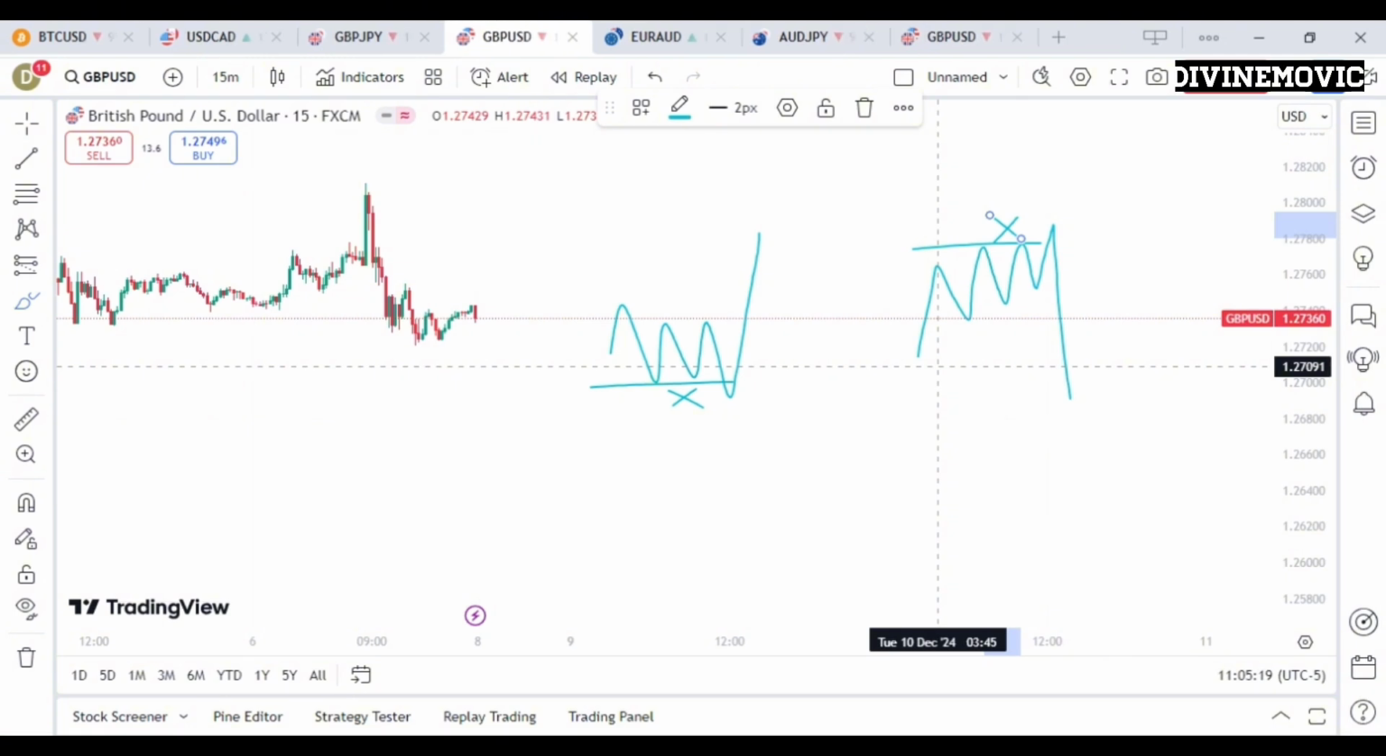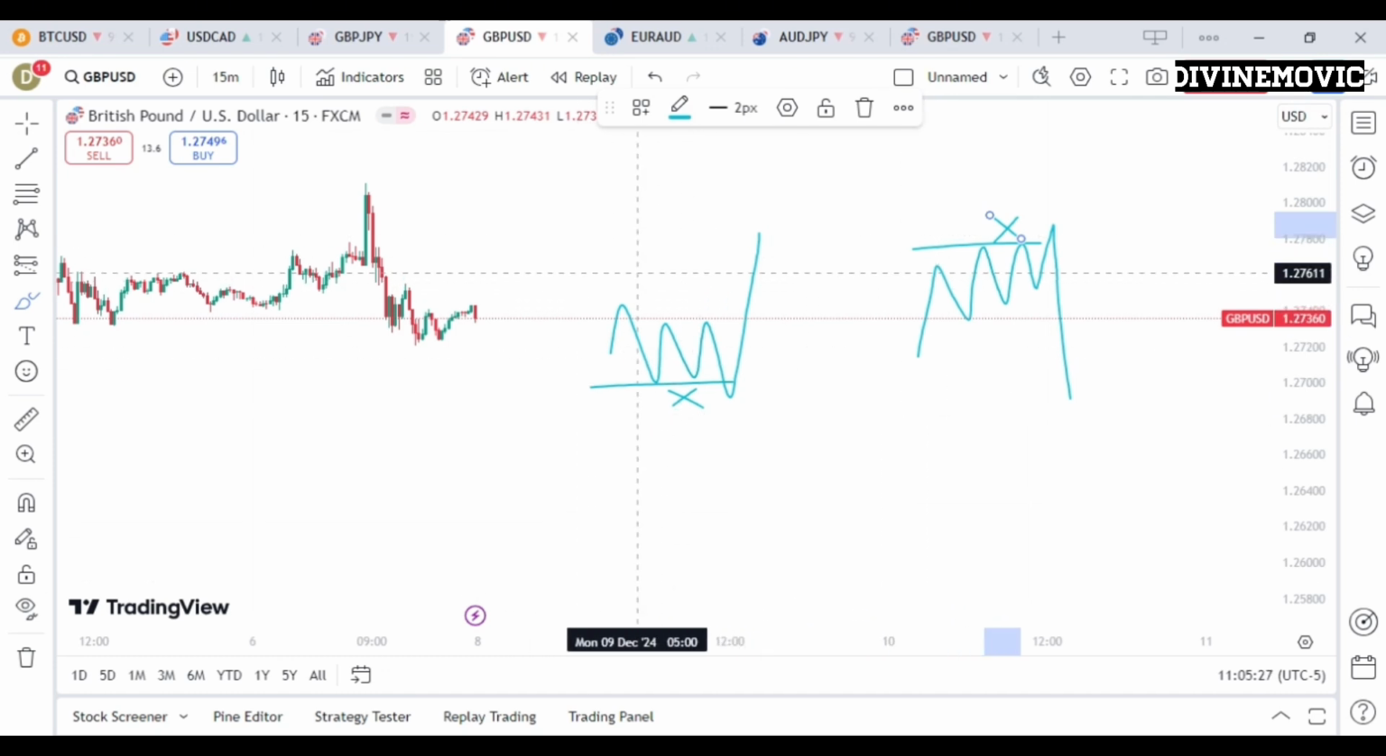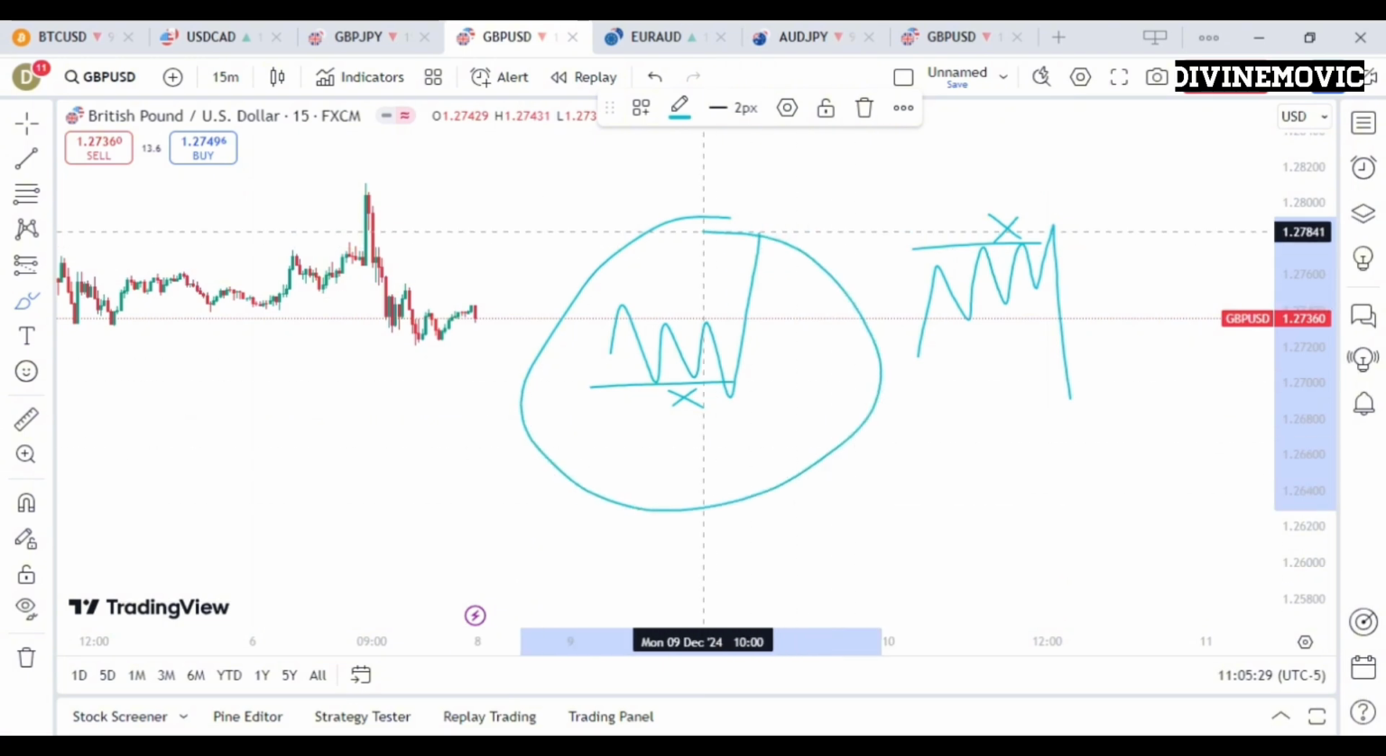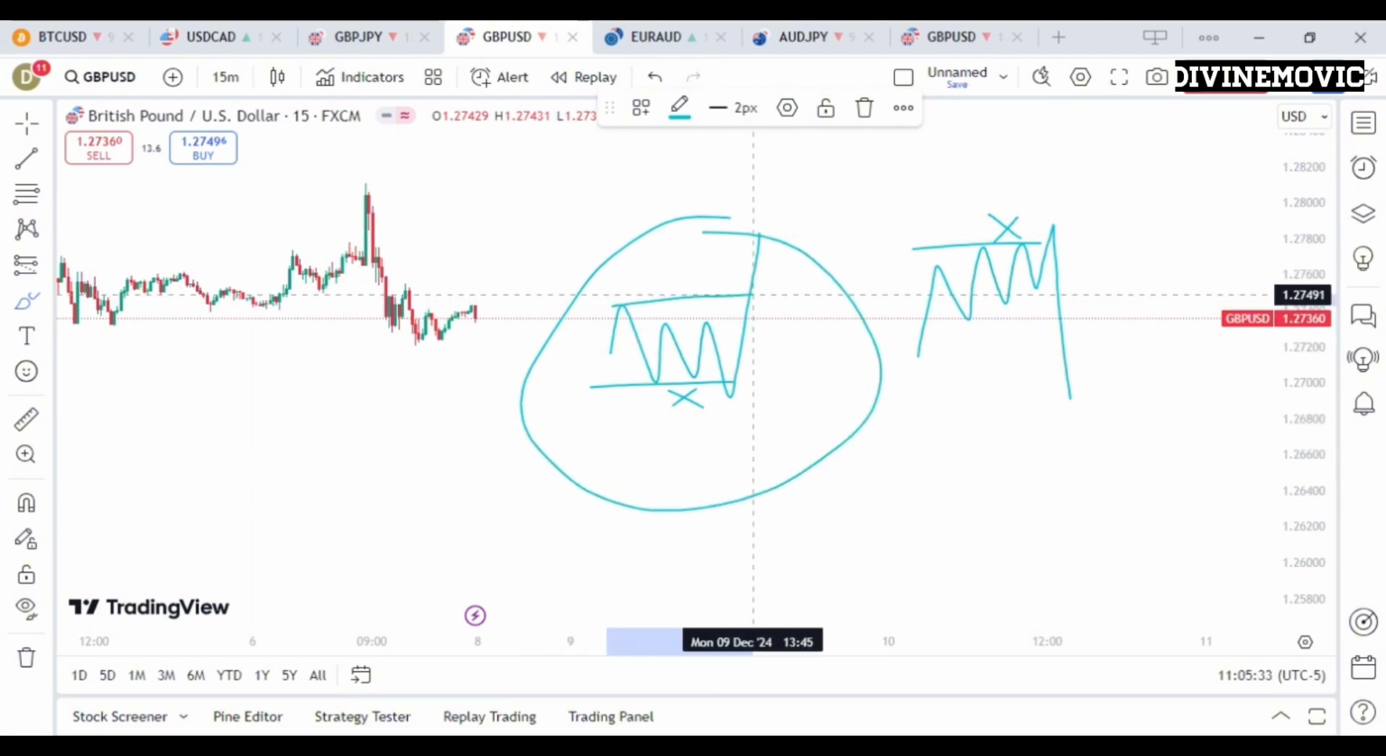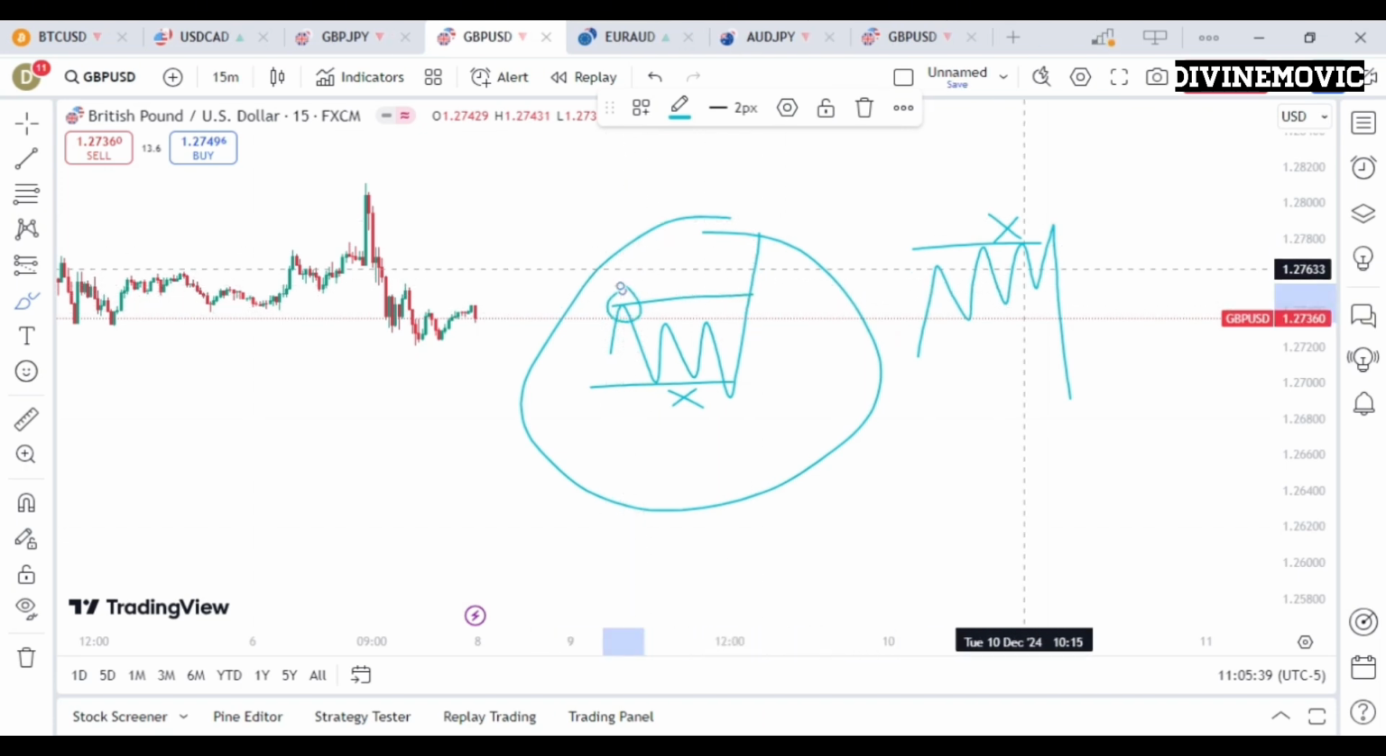A change of character is simply the point where price that was going in a downtrend changed and started going to the uptrend. In this example here, a change of character occurred when price took out this high here, right? This is where a change of character occurred. And for this one here, it occurred when price took out this low. This is where a change of character occurred.